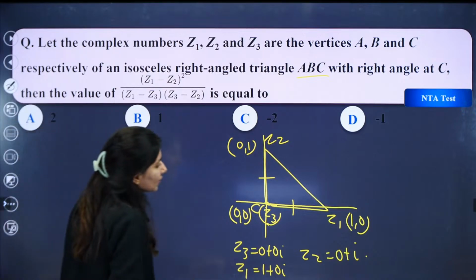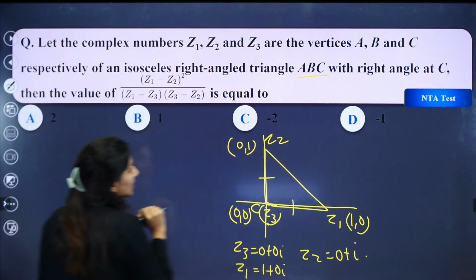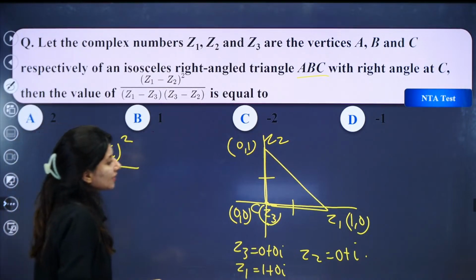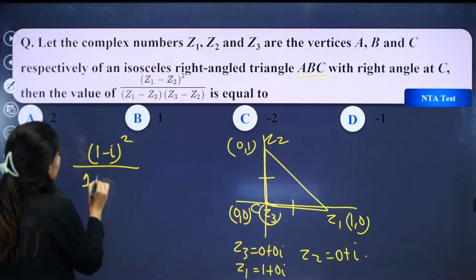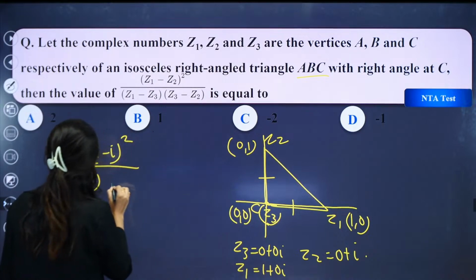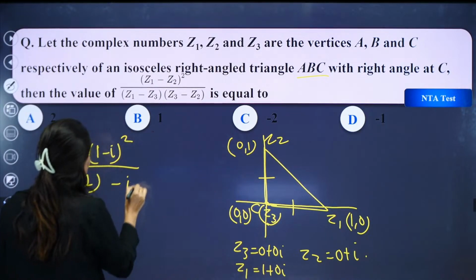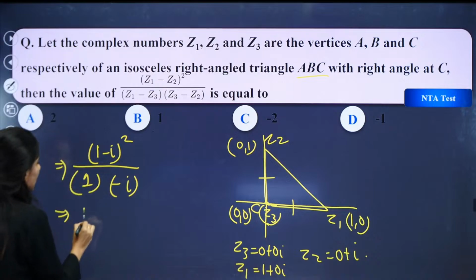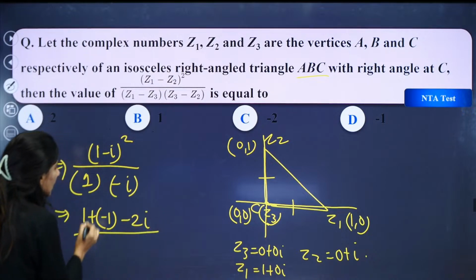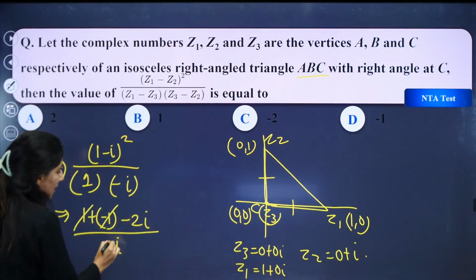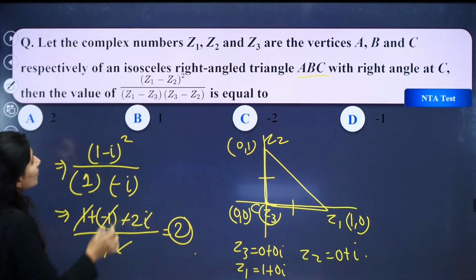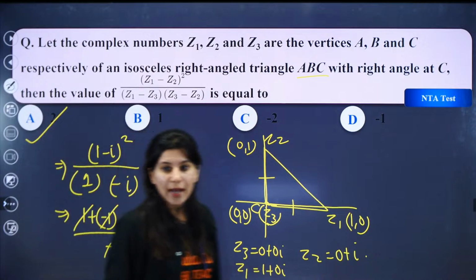Z1 minus Z2 whole square will be 1 minus iota whole square, upon Z1 minus Z3, which is 1, and Z3 minus Z2 will be 0 minus iota, so minus iota. Now 1 minus iota square is minus 2 iota, and we are having minus 2 iota upon minus iota. Can you see? Minus minus gone, iota iota gone. So 2 is the absolutely right answer of this value. Option A, 2, is absolutely right.